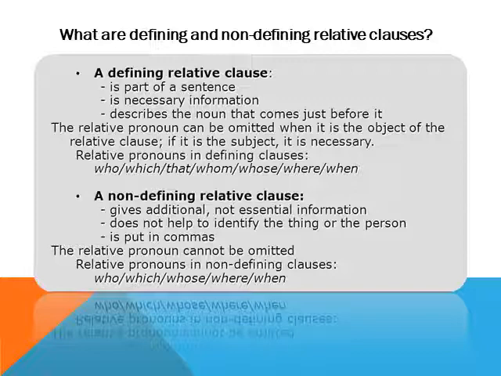A non-defining relative clause gives additional, not essential information. It doesn't help to identify the thing or the person. It is put in commas, and the relative pronouns in non-defining clauses are who, which, whose, where, and when.